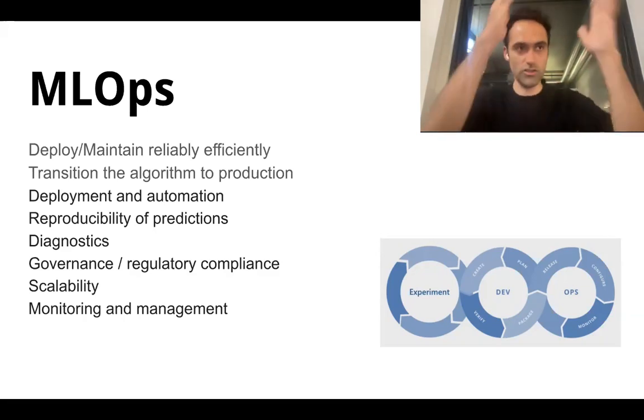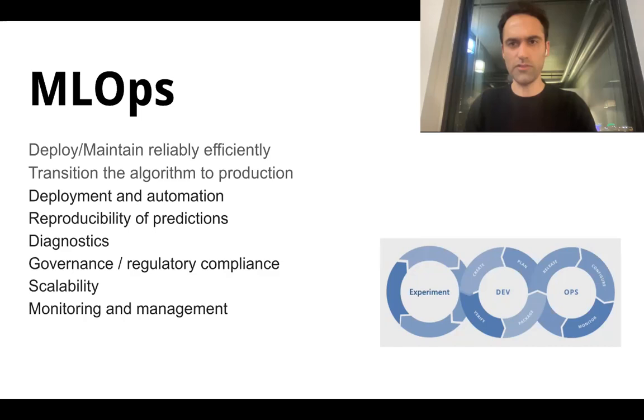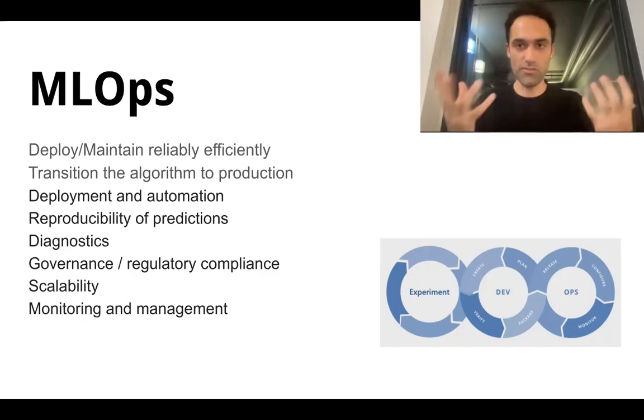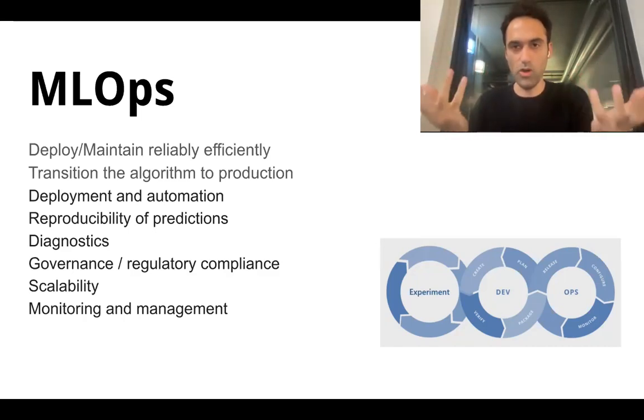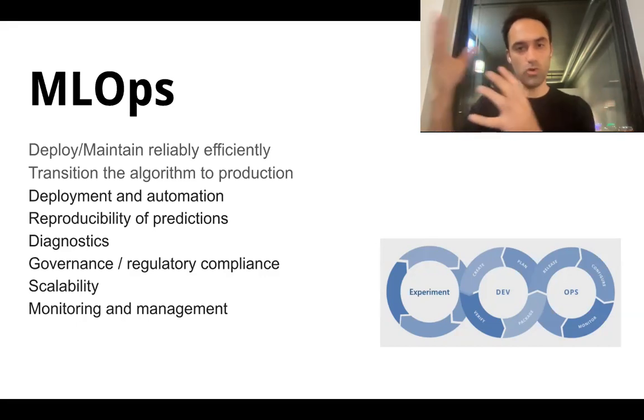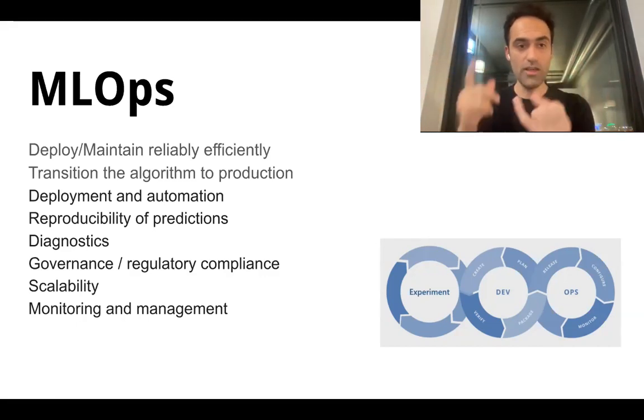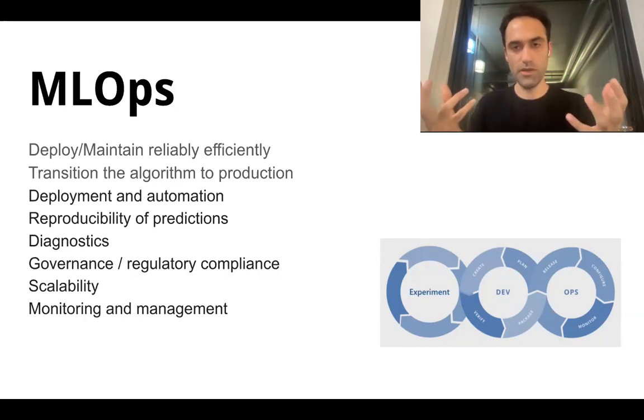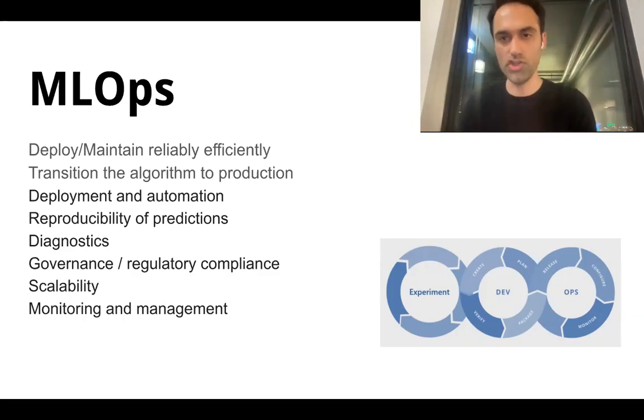Otherwise, you don't want the car to fail 1% of the time and just run into other cars because you didn't deploy this correctly. So these are all MLOps: transitioning the algorithm to production. That's what MLOps is. Deployment, automation, reproducibility, and predictions are obviously a big piece of it. Diagnostics: you need to have a service that diagnoses the entire engineering pipeline to make sure everything works correctly.